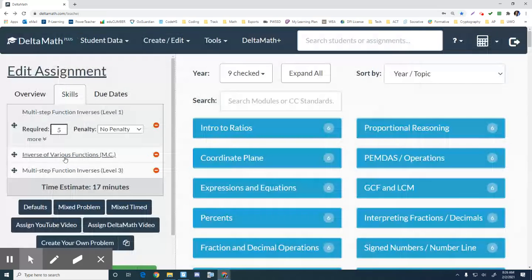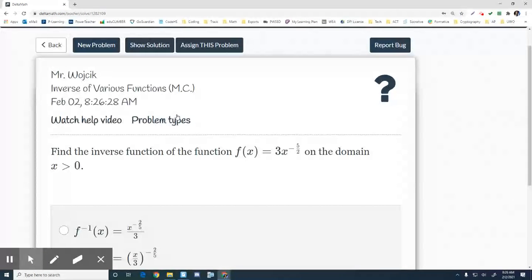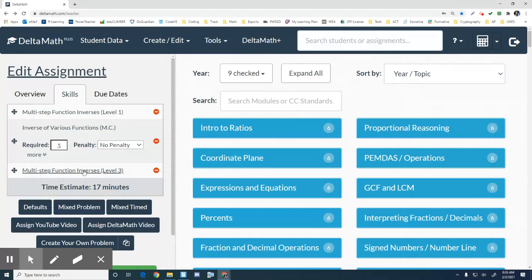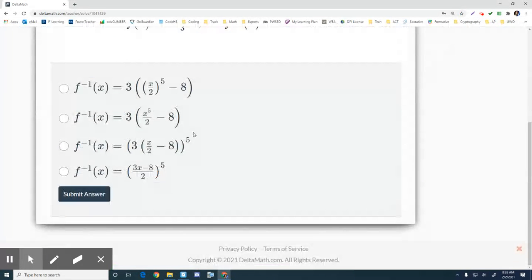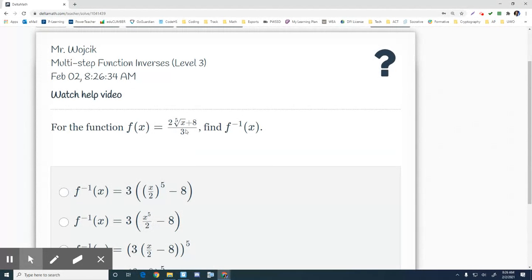And they just progressively increase in difficulty. So this is going to be really good practice for you. Just more and more steps. Oh, look at that one. That's awful.